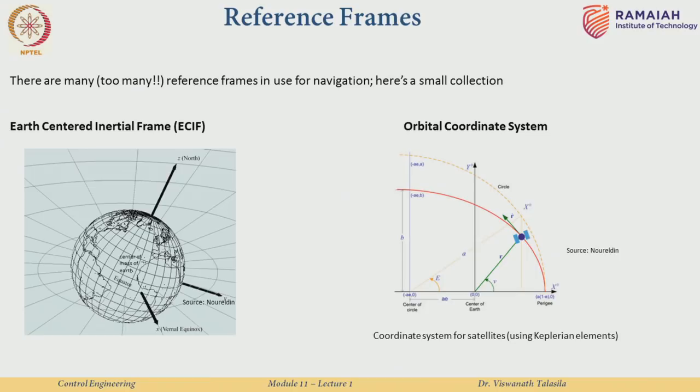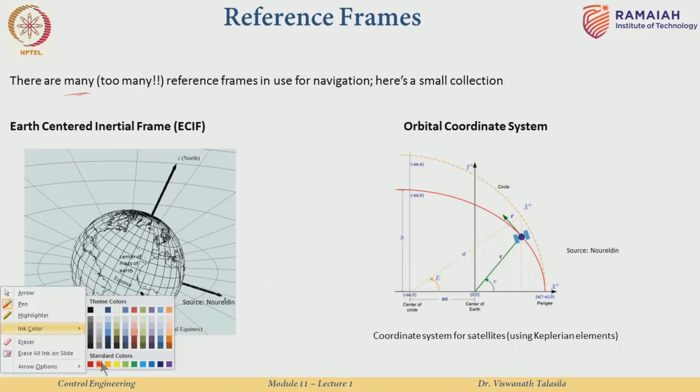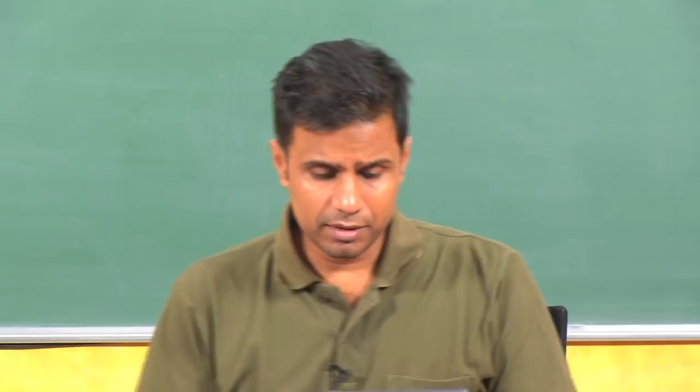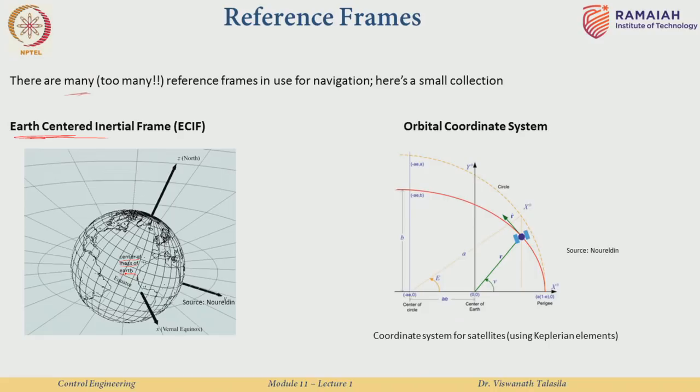While this is fairly simple, there are, fortunately or unfortunately, too many reference frames which are actually in use. So, while we like to say that there is one standard reference frame, it really depends on what your purpose is. If you are on Earth, one of the standard reference frames is called the Earth-centered inertial reference frame, where the origin of the reference frame is the center of mass of the Earth. And one axis points towards north, another axis points towards the vernal equinox, and the third one just completes the right angle triangle along the equator. So, this is one reference frame.